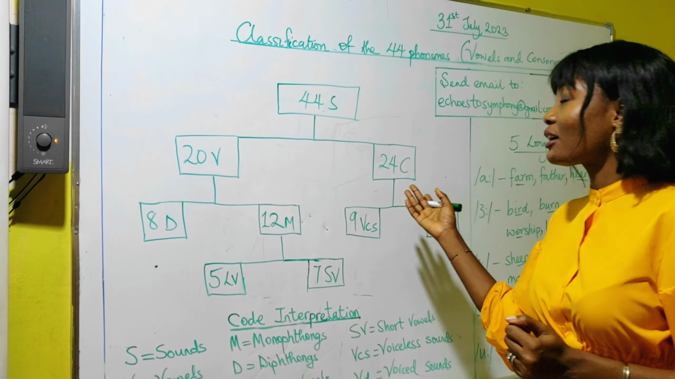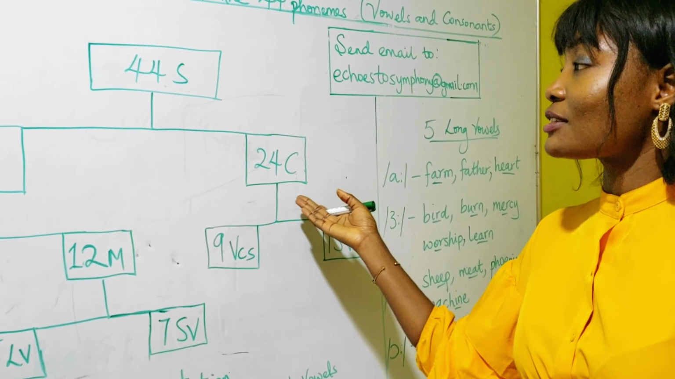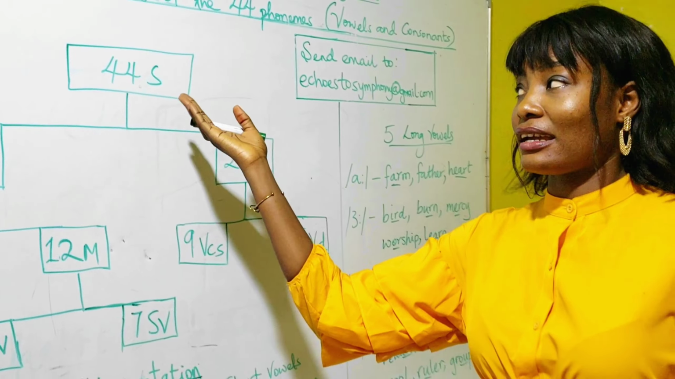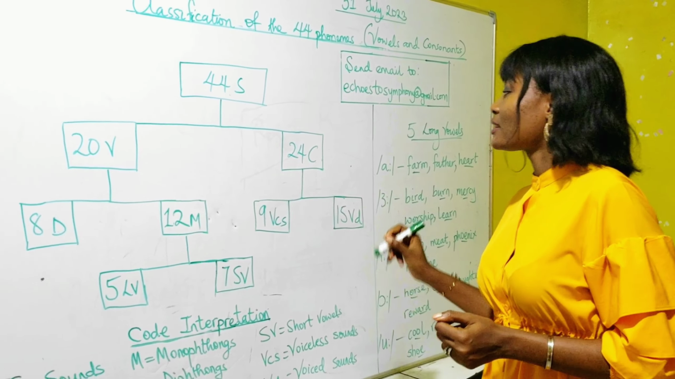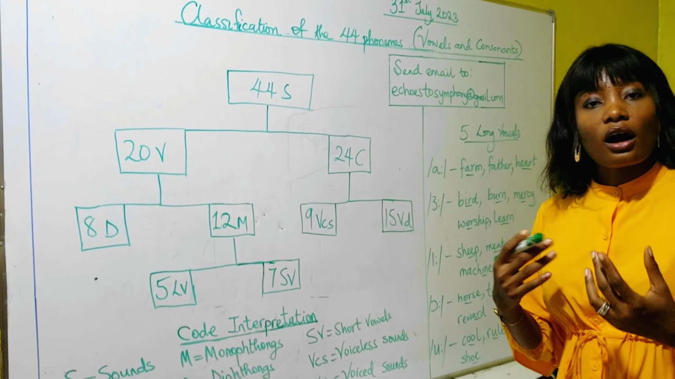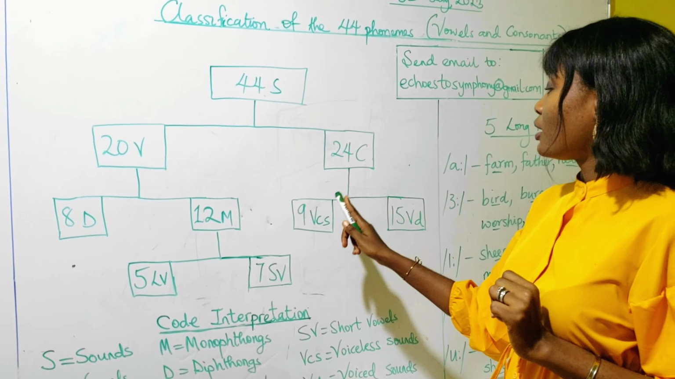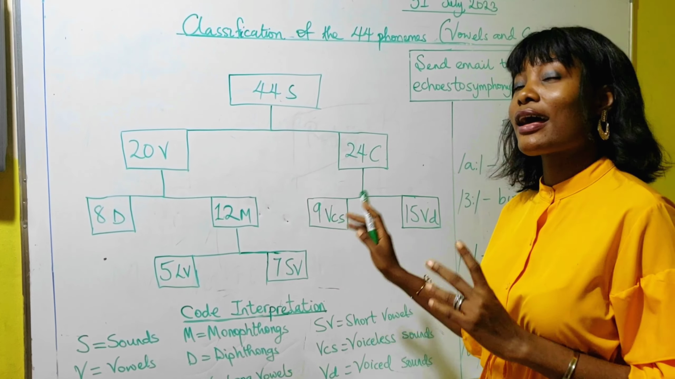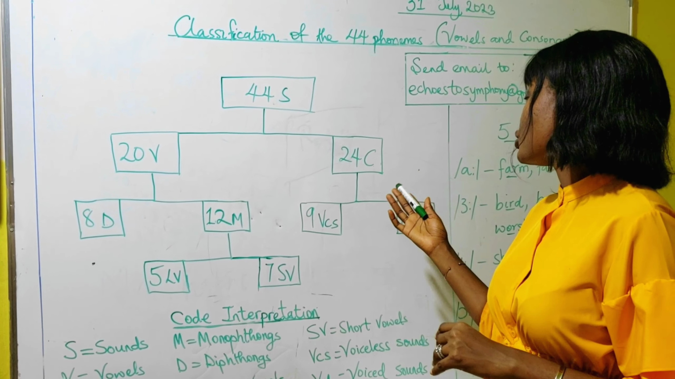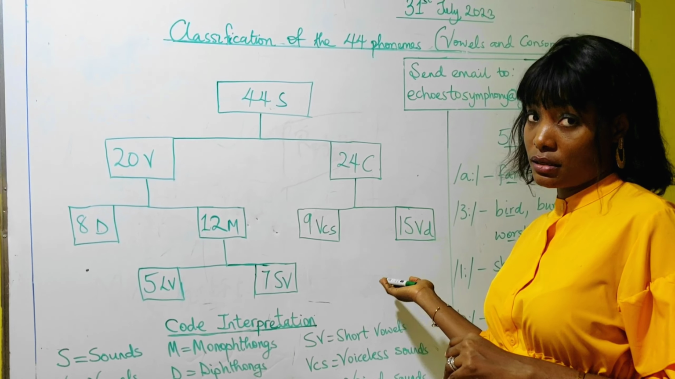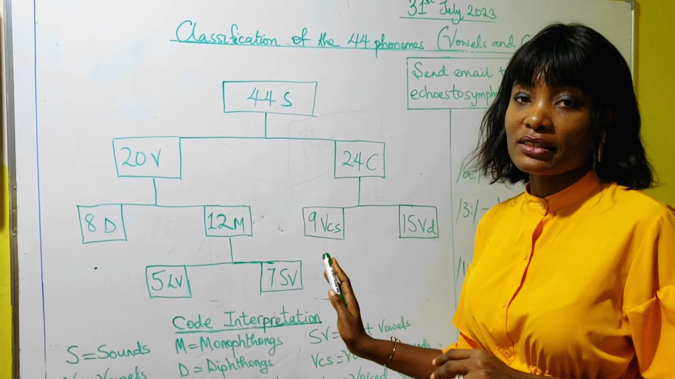Now, let's move over to consonants. Our consonants are 24. Obviously, when you take away 20 from 44, you have 24. Now, these 24 consonants are divided into two: voiced consonants and voiceless consonants. So we have 15 voiced consonants and 9 voiceless consonants.